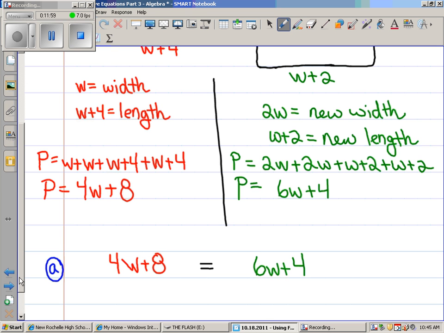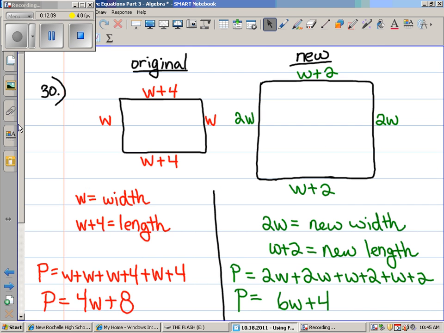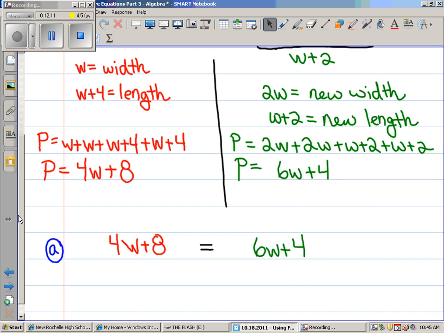How can you do that? Which one's bigger? I think the new one is bigger. Let's see. In the directions, I think it says a new rectangle is formed whose perimeter is 8 feet more. So this guy over here in the green is 8 feet more than the one in the red. How can you set them equal to each other?